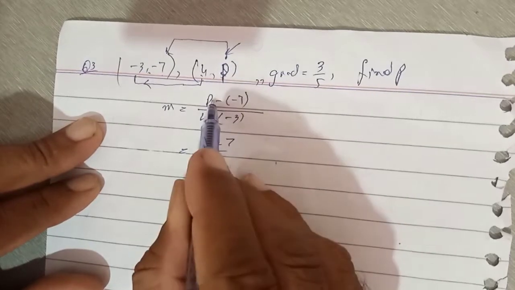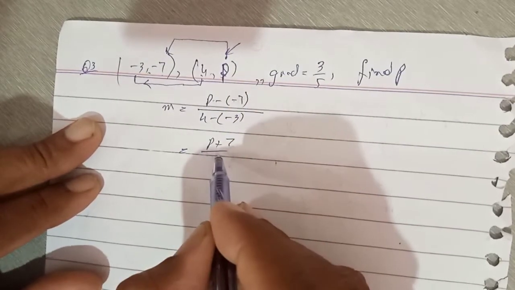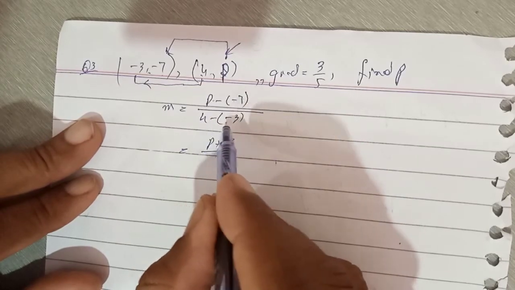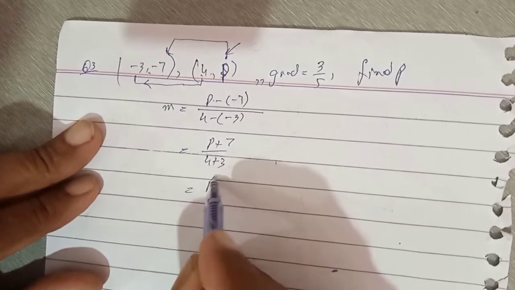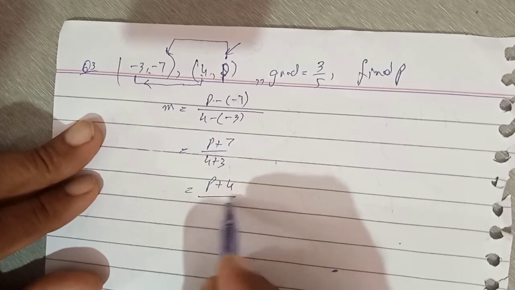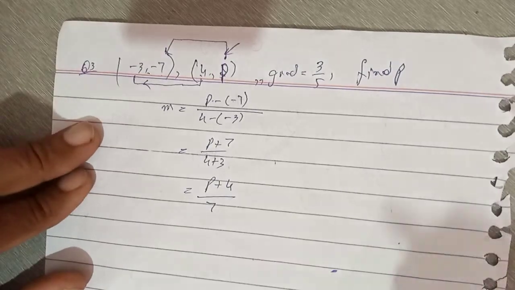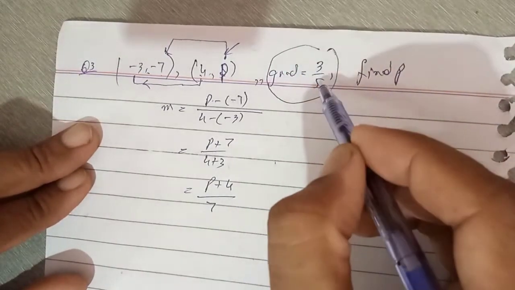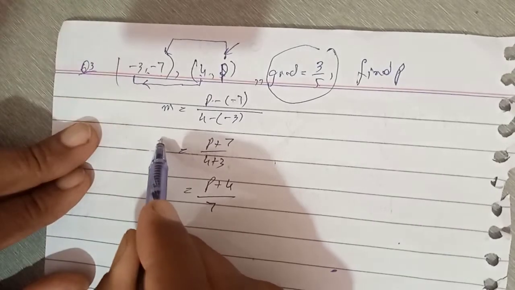So p plus 7 minus 7, p minus 7 when solved it becomes p plus 7, 4 minus 3. So 4 minus 3, the answer on the left side. On the right side we will get p by 4 over 7. But the gradient is given over here, which is 3 by 5. I write this 3 by 5 over here.